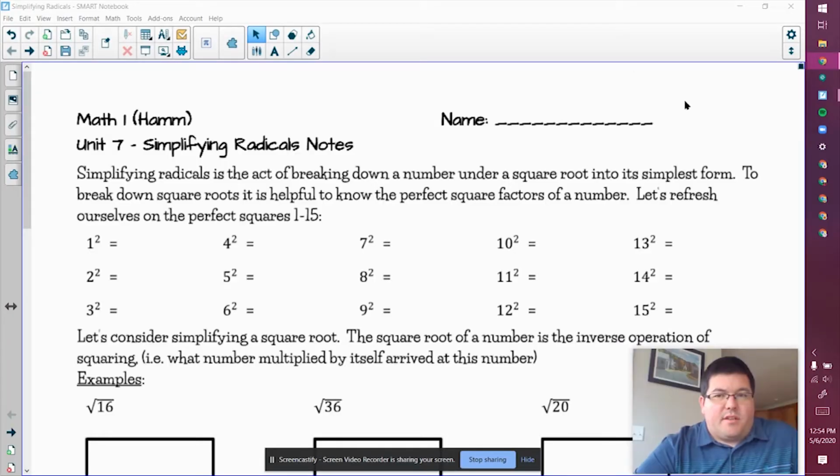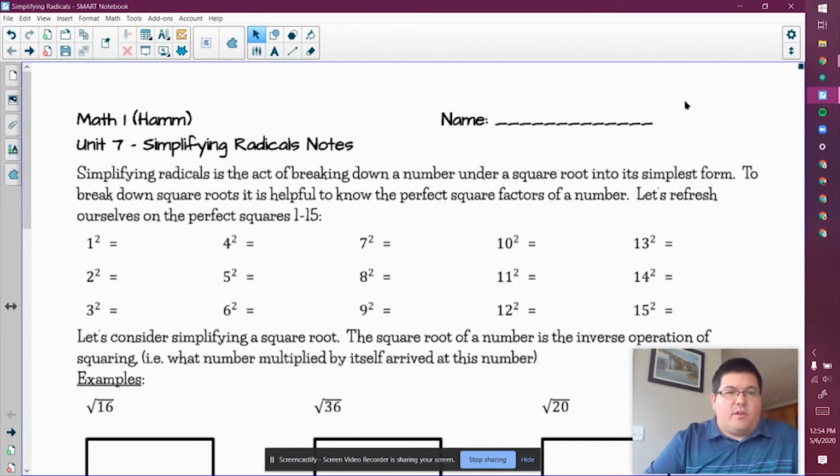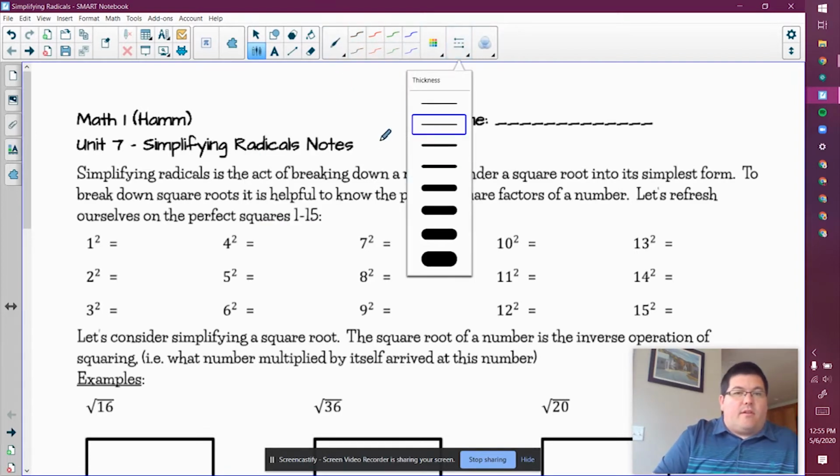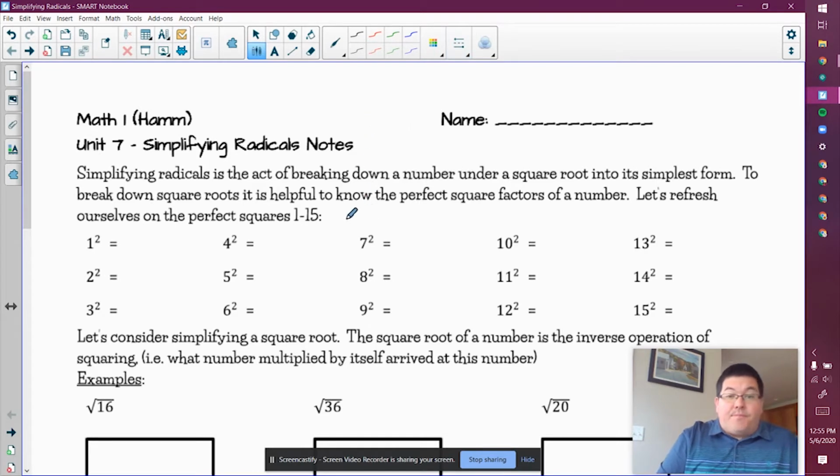As promised, on this episode of MatHAMMatics, we are going to be looking at simplifying radicals, right? The idea of breaking down a number that is under a square root into its simplest form. One of the things that's going to be really helpful for us as we begin to think about simplifying radicals is to explore what our perfect squares are, right? And that should make sense here in a second.